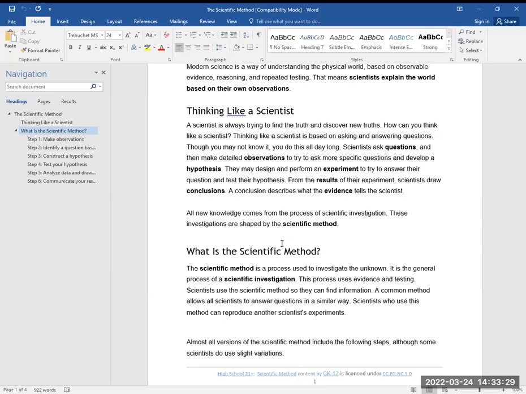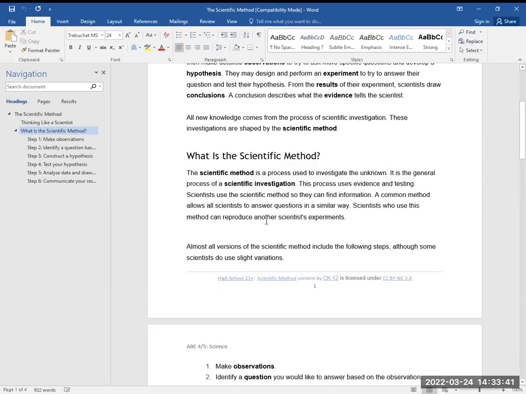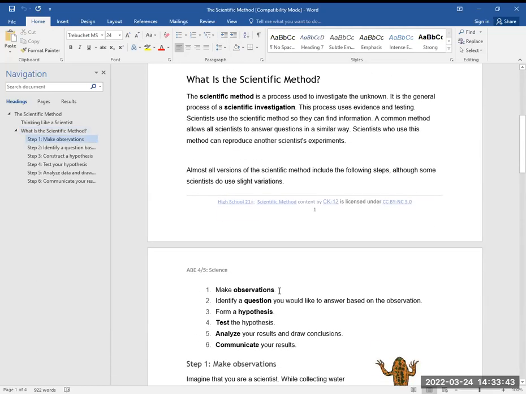So that curious process, that testing process, that experiment process, it all comes from scientific investigation, and these are shaped by the scientific method. Which leads us to ask, what is this scientific method? So a scientific method is a process used to investigate the unknown, kind of like what we were talking about. There's a curiosity there. Why is this that way? Is there something I don't know? It's almost like you're looking for the truth.